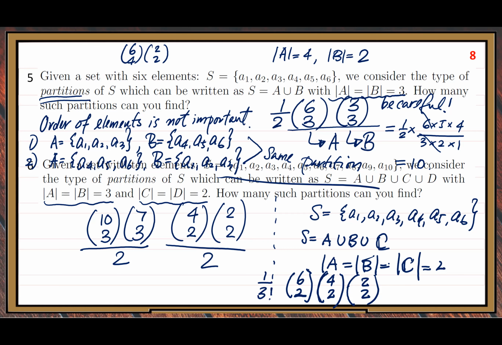So before, when we did that 1/2, actually that was 2 factorial. But here, because we have 3 subsets with the same cardinality, it is 3 factorial. All right.